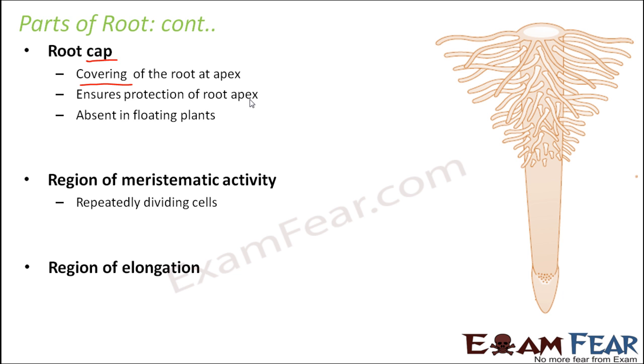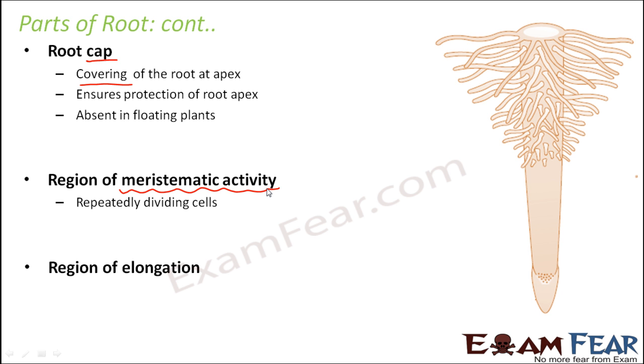Let us next talk about the region of meristematic activity. When I say meristematic activity, that means the activity where cell division takes place. That region is known as the meristematic region. We have talked about meristematic tissues also. This meristematic word is used for cell division. So this is the region where cells keep on dividing repeatedly. The region of active cell division is known as meristematic activity.